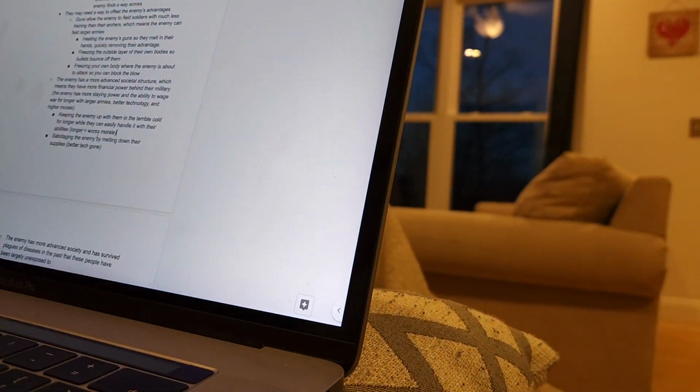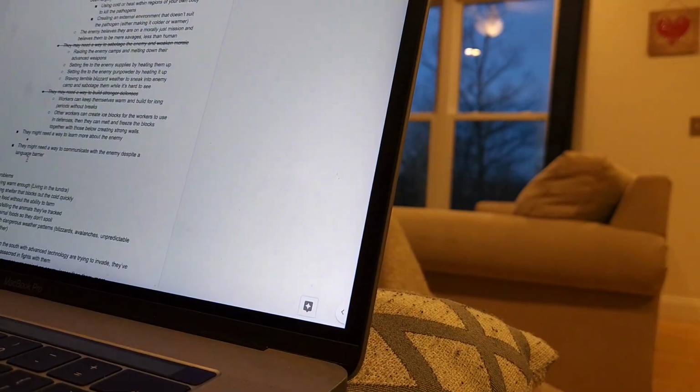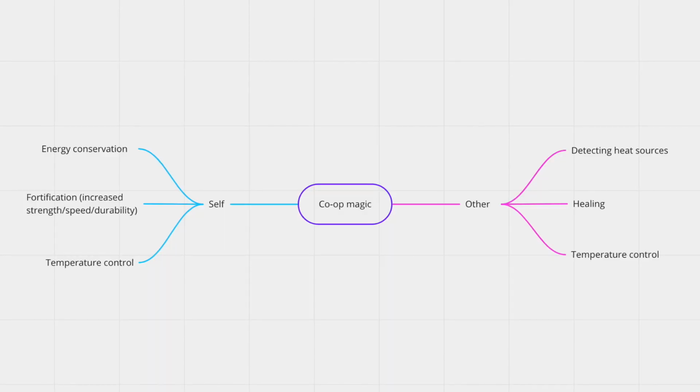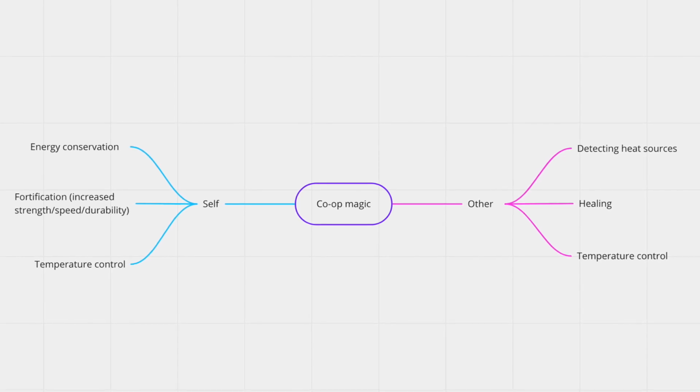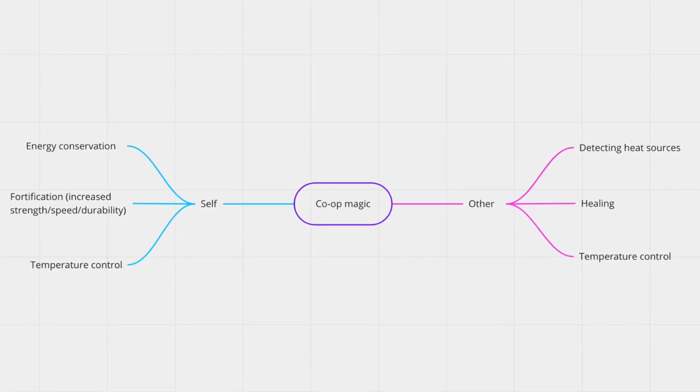I finished narrowing down the abilities needed to solve most of these problems. So let's talk about the flexibility of this magic. These abilities are useful for surviving in the tundra, but also have some flexibility within them. So for instance, temperature control. The self-user has the ability to manipulate the temperature of their own body. So for instance, if they're in really harsh weather conditions, they can prevent themselves from getting hypothermia and they can survive these.